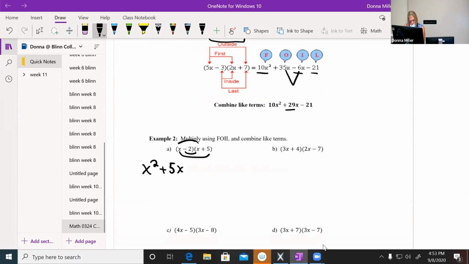The inside, 2x. Last would be negative 10. And I combine the like terms. So these guys come together. I have x squared plus 5 minus 2 is 3x, minus 10, right? Good?